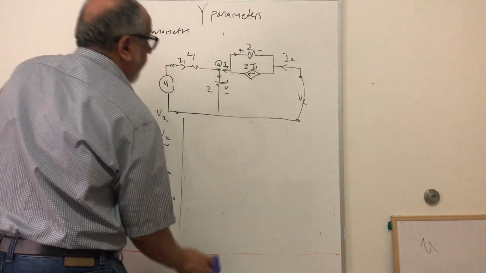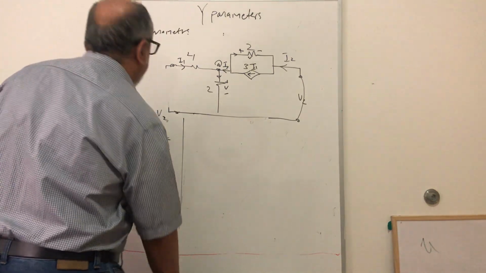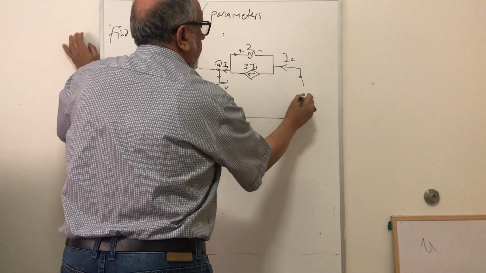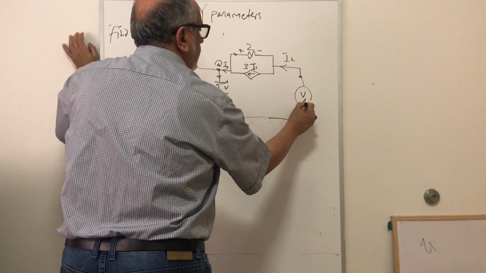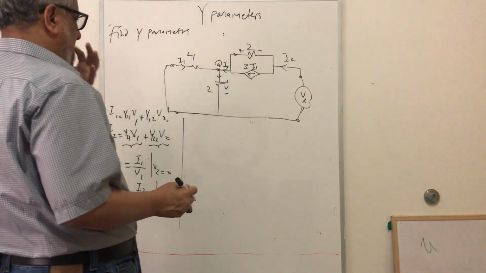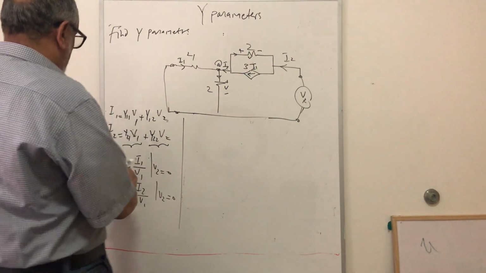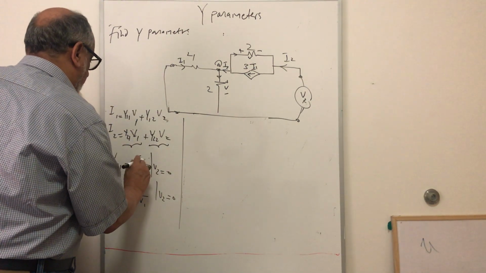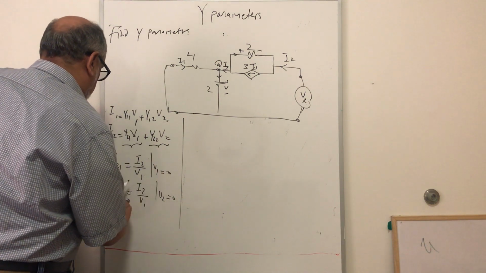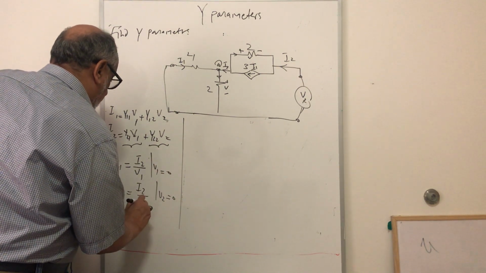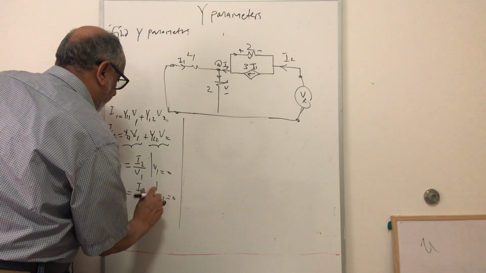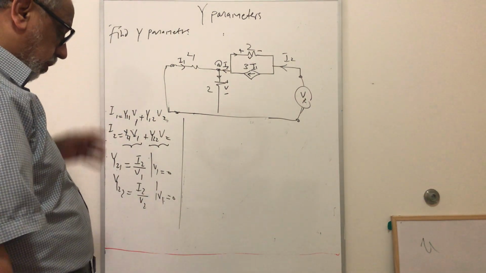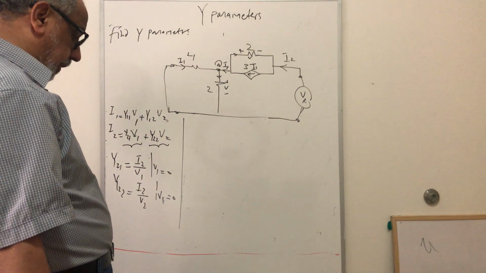So to find the other two parameters, now we have to sort this. This should be sorted out, and here we have to apply the volt, that is V2, right? And we have to find the relations here. So we have y21 equal to I2 over V1 when V2 equal to 0, y22 equal to I2 over V2 when V1 equal to 0. Okay? So similarly here, we have to find the relation, right?